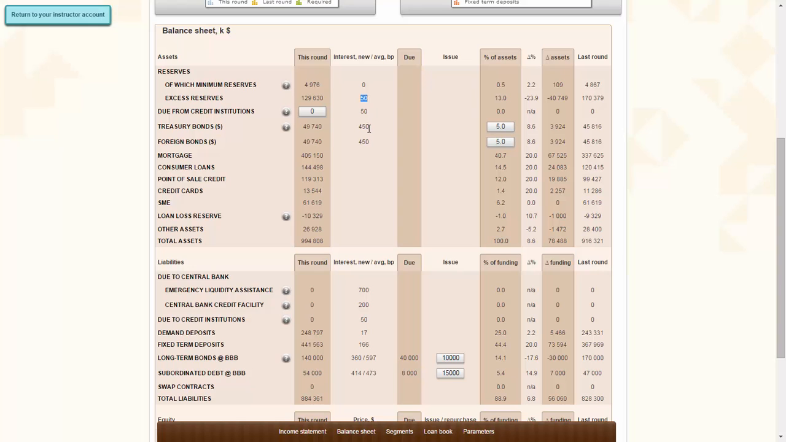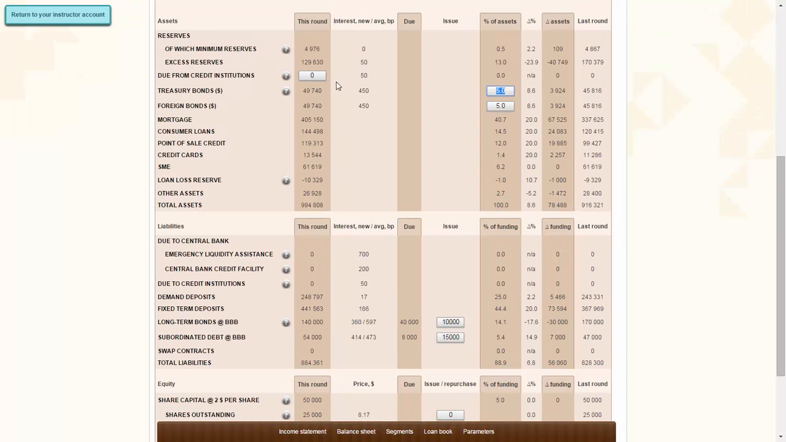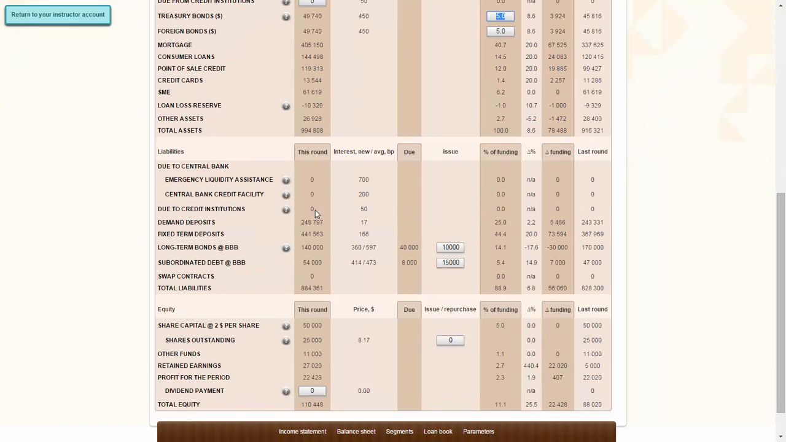Now if we would want to invest this into treasury bonds, we would be able to increase this amount and invest part of this money. And then on the other hand, if we don't have enough money available, then we will start taking automatically loans from other credit institutions. If that's not enough, then we use the central bank credit facility, and if that's not enough, then we have to resort to the emergency liquidity assistance, which is extremely expensive.